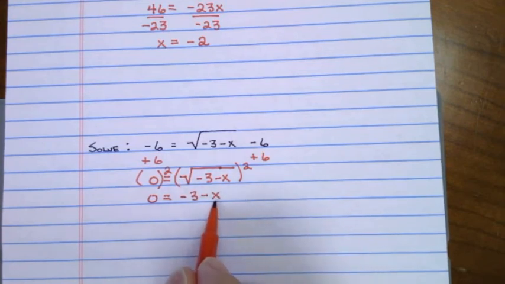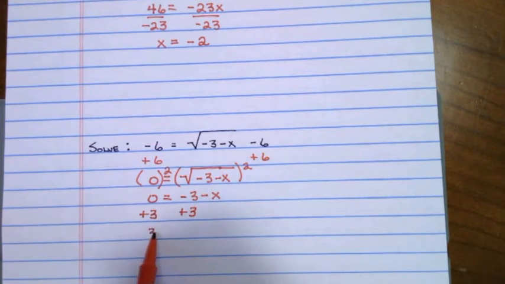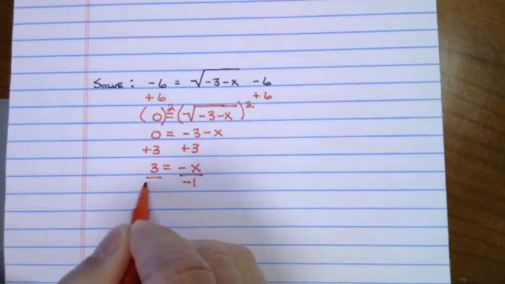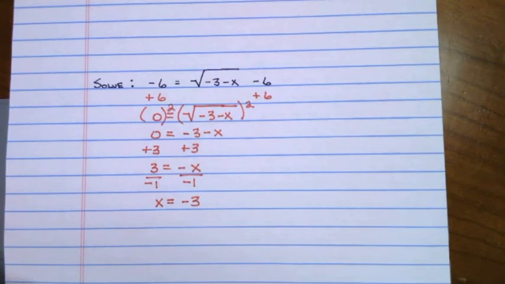Now I need to isolate this x. Opposite of negative 3, positive 3. What number is in front of this x right here? That's a negative 1. Opposite of multiplying by negative 1, dividing by negative 1. 3 divided by negative 1 is negative 3.